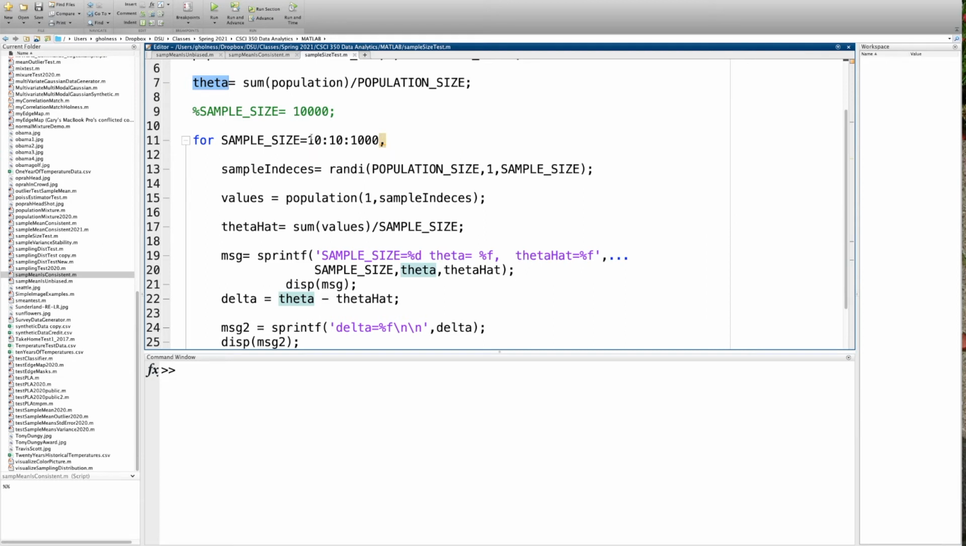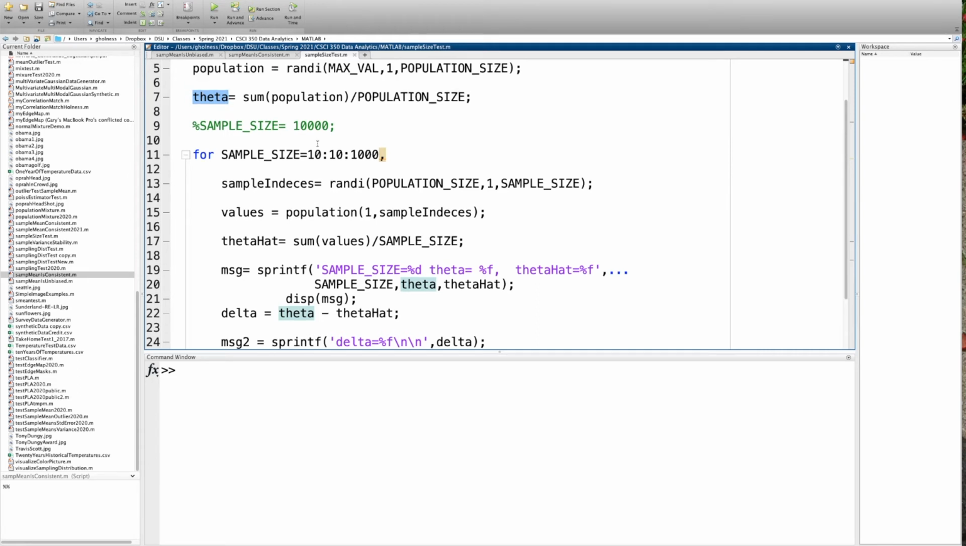And so the sample size can be 10, then 20, then 30, then 40, etc., up to 1,000. And I take out sample size many members of this population consisting of 100,000 people. I select them by their index. So here, population size, sample size many of them. And I extract these indices from the population array in line 15.